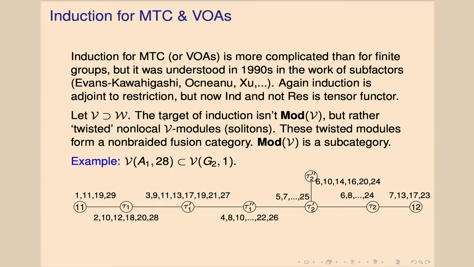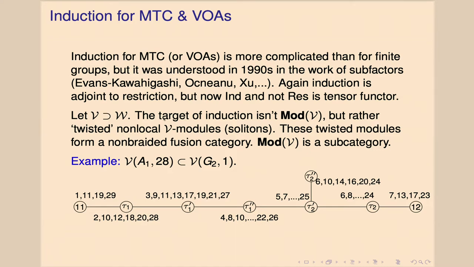So G2 level 1 is rank 2 as a category. So it has two simples. One of them is here, the tensor unit, and one of them is here. So I'm shifting things by the Weyl vector. So really this is (0,1), and this is (0,0). And these taus are various twisted modules. So induction goes to twisted modules, not twisted in the G-twisted modules sense of VOAs, but in a more general sense that we'll talk about later, I hope.